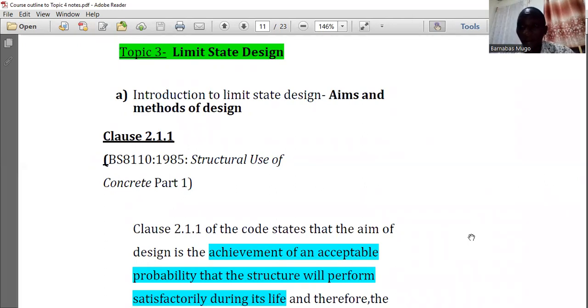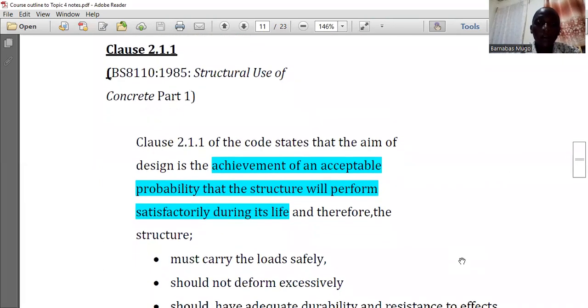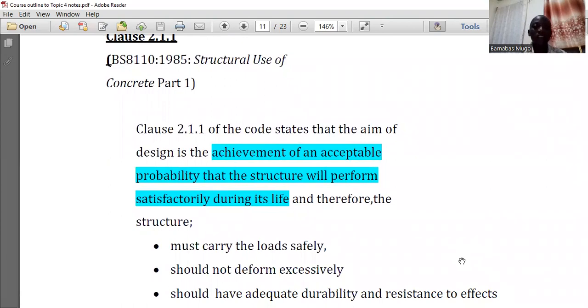So the limit state design. When we're looking at the limit state design, we are looking at the design of the actual member. That is, we have the serviceability limit states, and we have the ultimate limit state. So, introduction to limit state design, aims and method of design. We are going to see that we have the clause in BS 8110, which is 2.1.1. It states that the aim of the design is to achieve an acceptable probability that the structure will perform satisfactorily during its life.